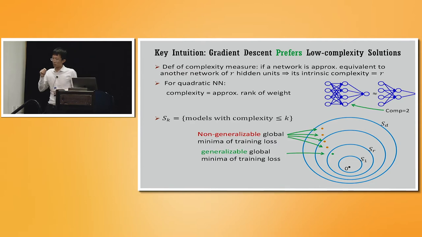A point very close to zero is of low complexity because, in the definition, we say if a network is approximately compressible, then it's of low complexity. So a small initialization is approximately compressible because you can just approximate it by a zero network. So that's why it's low complexity. The step size, you cannot take to be very large, because then you don't even converge, for optimization reasons. Other than that, we don't have a hard constraint on the step size.